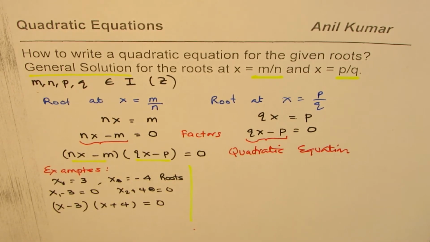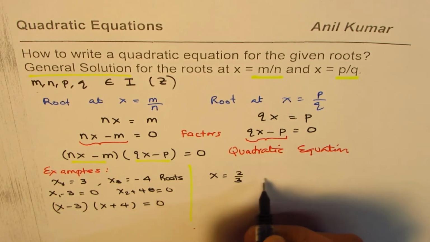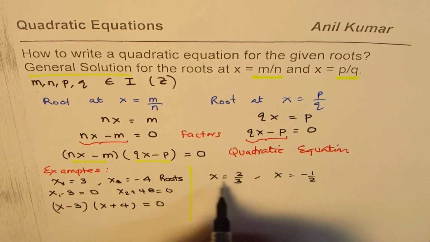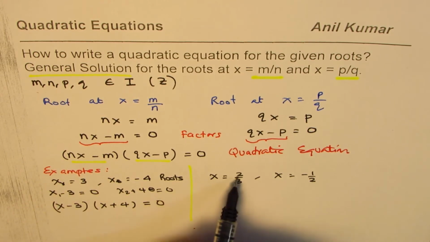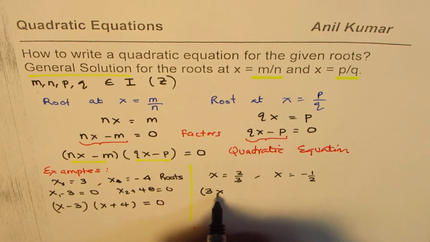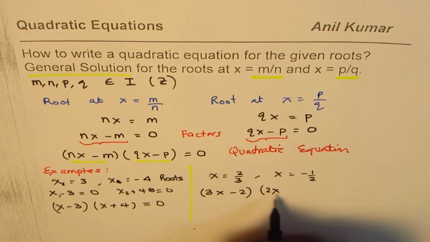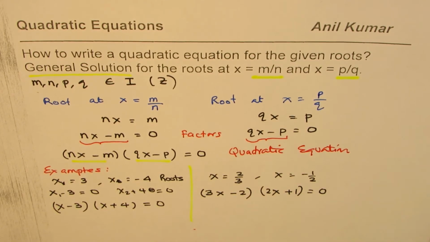So that is how you get the equation, right? Let me take another example with fractions. If the roots are at x equals, let's say, 2 over 3 and at x equals minus 1 over 2, in that case, we could write down the factors like this. 3 times x minus 2. Do you see that? So the first factor is 3 times x minus 2. The other one is 2 times x, and when you bring this 1 here, it becomes plus 1 equal to 0. You get an idea, right? So that is how you can quickly get the equation, right?